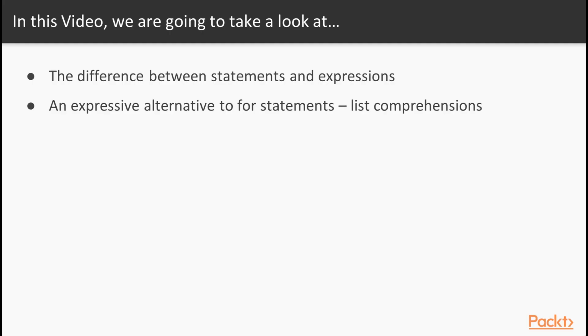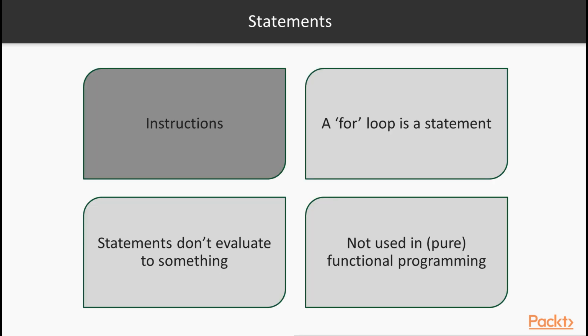In this video, we're first going to cover the difference between statements and expressions in Python. And then we're going to consider the list comprehension, which is an expression, and in a sense an alternative to the for statement. A statement in Python is an instruction to the Python interpreter. It's a way to tell Python to do something.